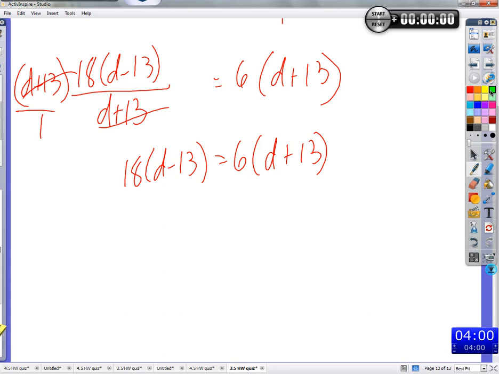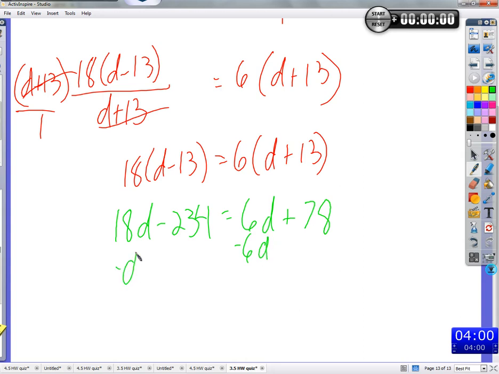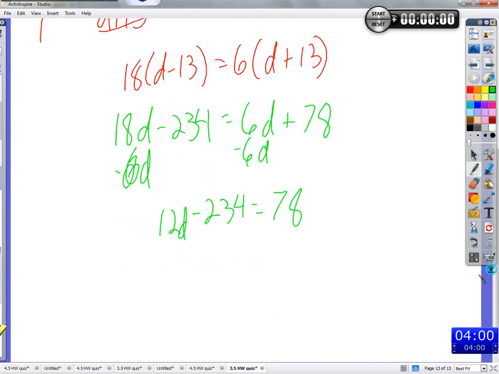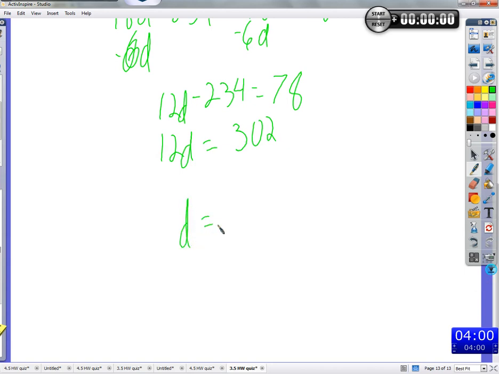I can't remember the technical name for it, but sharing the D and 13. Oh, wait, what is that called? Distribute. Yeah. 18D minus 18 times 13. I got this. 234. Is that right? Six down, distribute the six. 6D plus, I don't know, 78. Yeah. I'm going to save us a little bit of conversation here. 18D minus 6D, you get 12D minus 234 equals 78. 12D equals 312. Divide by 12, D is equal to 312 divided by 12. Nice. 26.